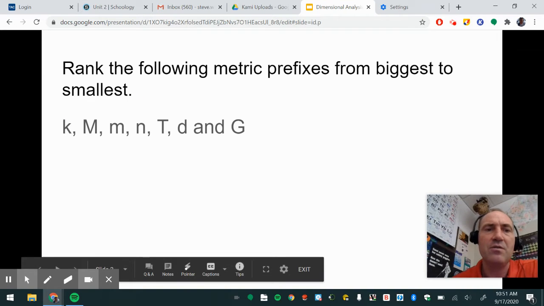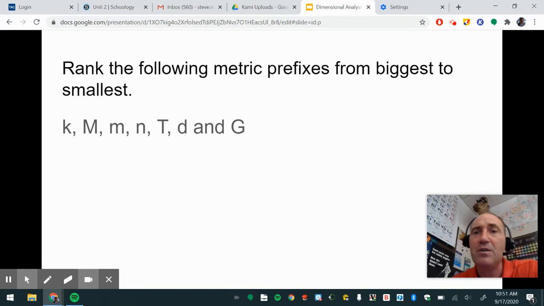Ready? So let's do this. Take a moment and figure out if you can find the largest to smallest order on these things. Ready, go.